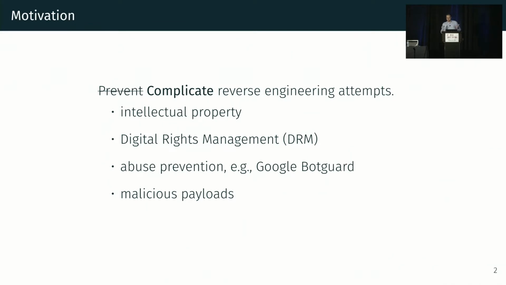For those of you who are not that familiar with obfuscation, it's the process of transforming code to make it harder to analyze, to make it unintelligible, and the goal is to complicate reverse engineering attempts. This is done in a wide array of applications, mostly in industry for protecting intellectual property. Think about digital rights management, but also in abuse prevention, for example, Google's BotGuard. But there's also a dark side. Malware authors use obfuscation to conceal the malicious payloads of their malware.